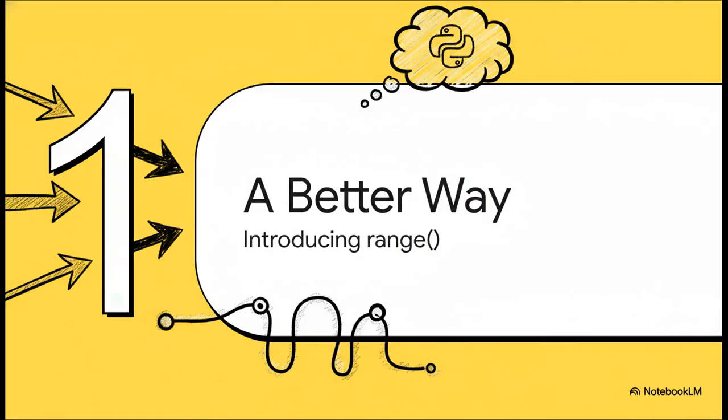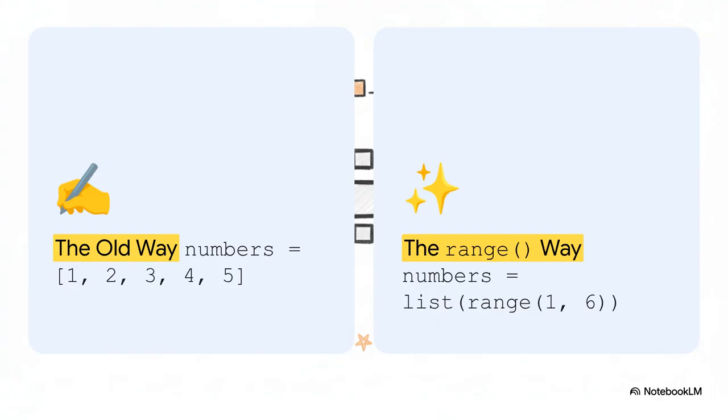Well, you'll be happy to know there absolutely is. Python, being awesome, gives us a really elegant and efficient solution to this exact problem. So it's time to meet the built-in range function. Okay, just look at the difference here. On the left, you've got the old manual way, and on the right, the range way. See how much cleaner that is? How much more readable? Instead of typing every number, we just tell Python where to start and where to end. It's not just about looking better. This is way more efficient, especially when those lists get long.